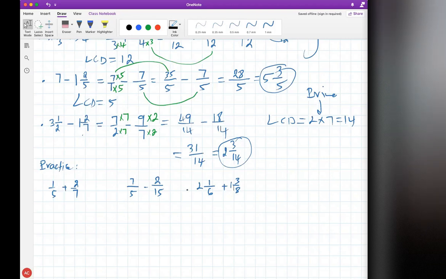Okay, this should be good. Let's see. It's another one. Maybe one last one here. So 5 1/3 minus 2. Just a few of those here.